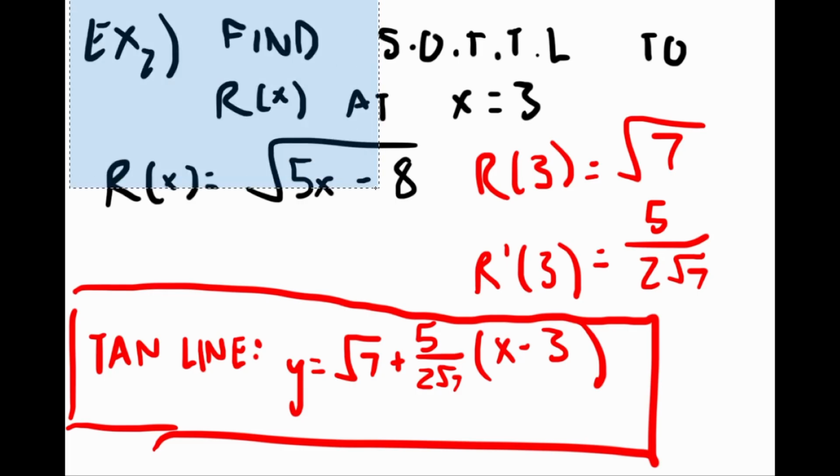All right, so that goes over both interpretations of the derivative. But there's also another kind of problem that you might run into, and those are velocity problems. So for velocity, we're going to say, actually, let's change up this color.